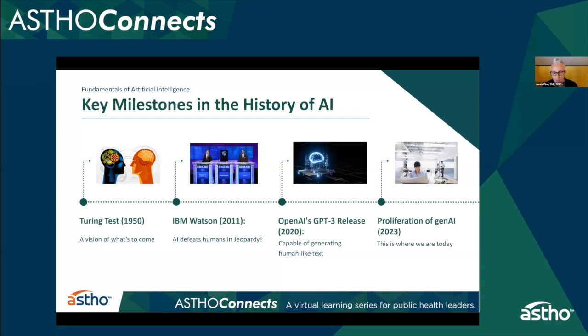Later on in history, IBM Watson's system defeated humans in a game of the television show Jeopardy. And now in 2020, OpenAI released ChatGPT version 3. And this gave human-like responses to people all over the world through an open source platform. And now here in 2023, we see the proliferation of generative AI in many forms, not just in text, but also in image creation and other tasks.